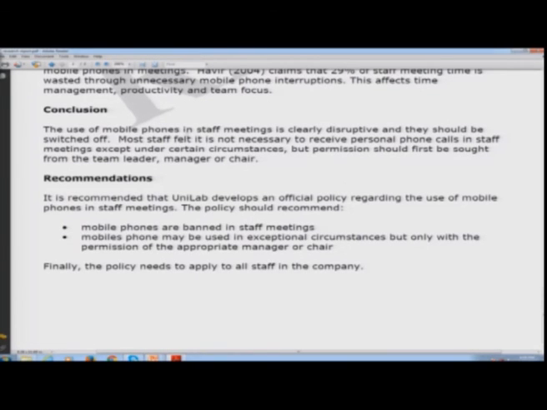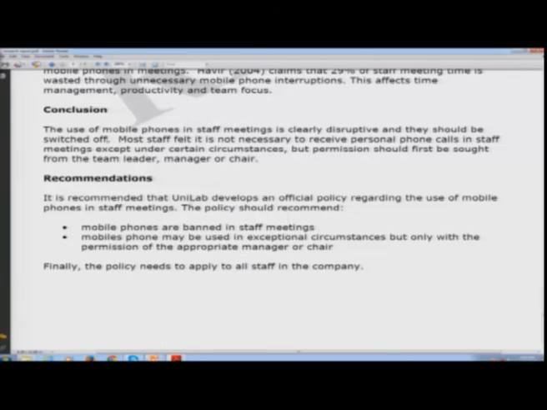Conclusion: the use of mobile phones in staff meetings is clearly disruptive and they should be switched off. Most staff felt it is not necessary to receive personal phone calls in staff meetings except under certain circumstances, but permission should first be sought from the team leader, manager or chair. Because this was constituted to address a specific issue, there is a recommendation section.